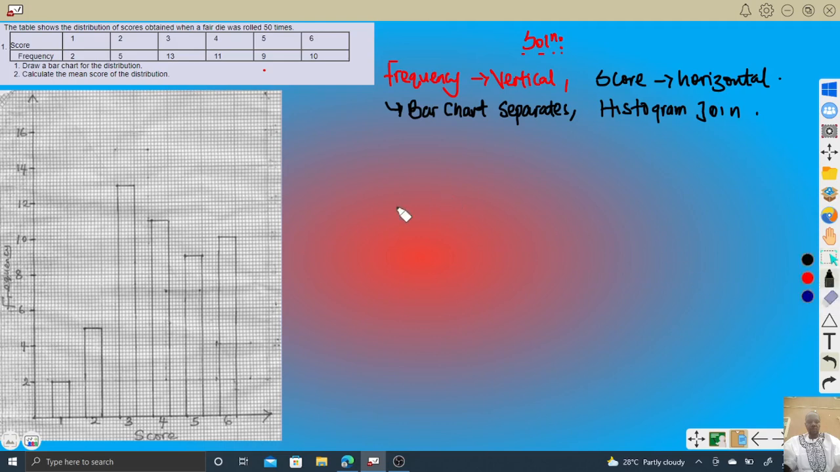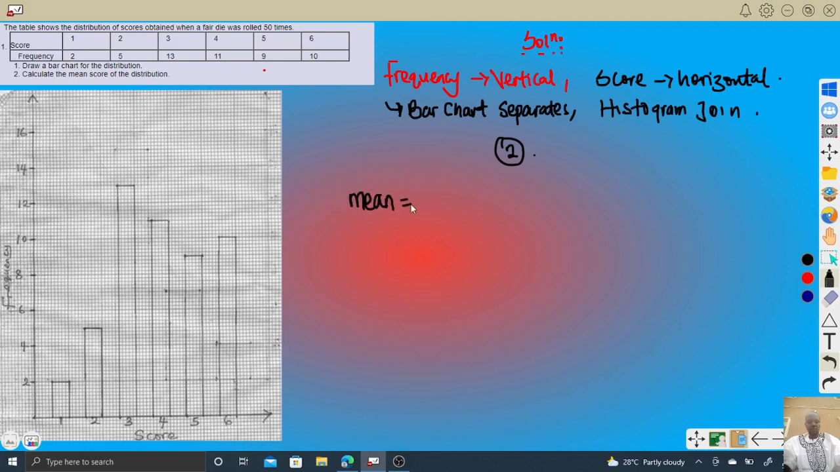In sequence, let us go to the second part of the question. Please make sure you don't join the bars. If it's a histogram, they are going to be joined together. You understand what I mean by that? The second part says we have to calculate the mean of the distribution. So we are looking for the mean.